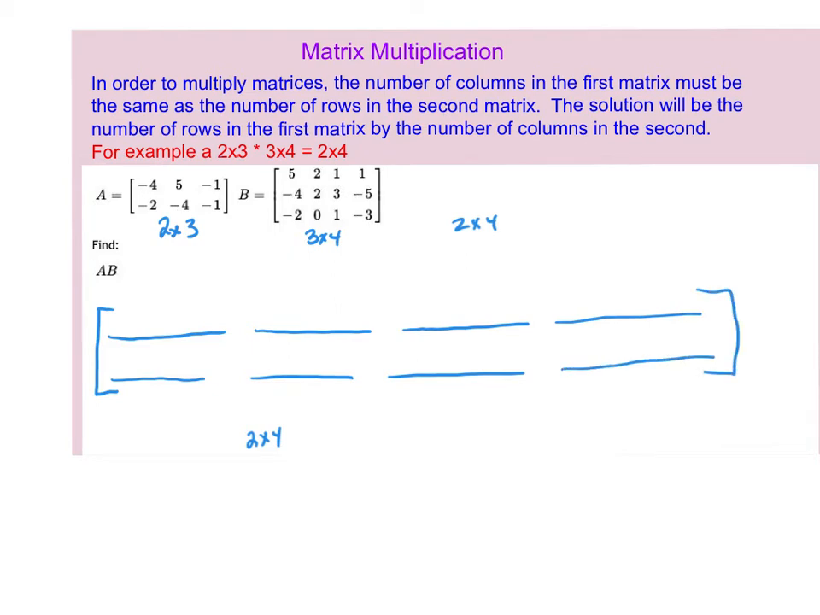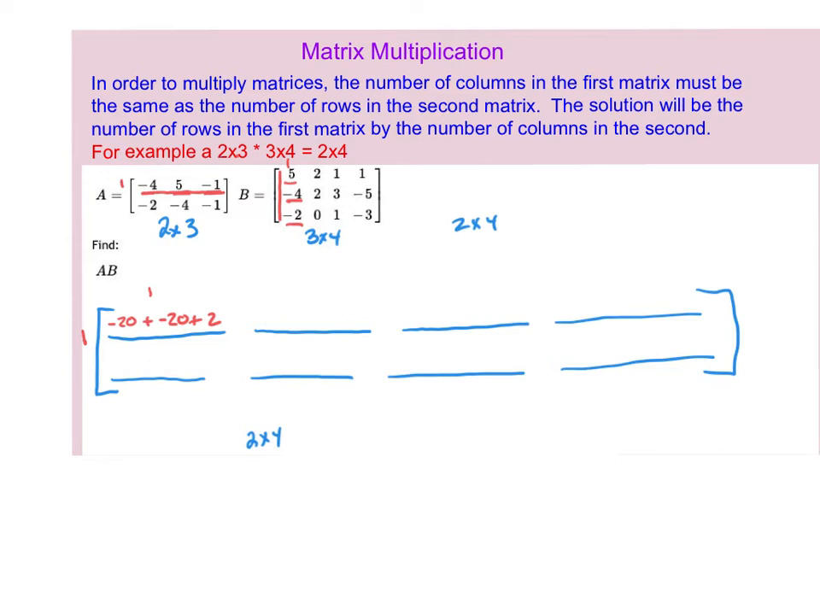Now, what goes into those blanks? Well, I have to multiply the first row by the first column and then add them together. So it'll look something like this. I have to do negative 4 times 5 is negative 20, plus 5 times negative 4 is a negative 20, plus negative 1 times negative 2 is a positive 2. That's my first row and first column, so my row 1 and my column 1, because I'm multiplying my row 1 and my column 1.